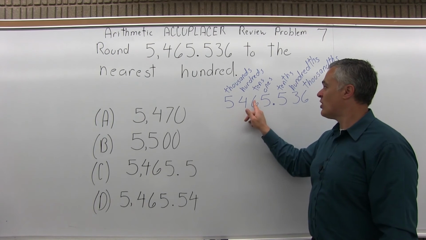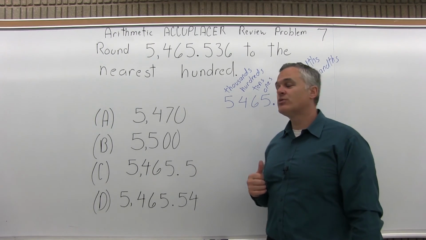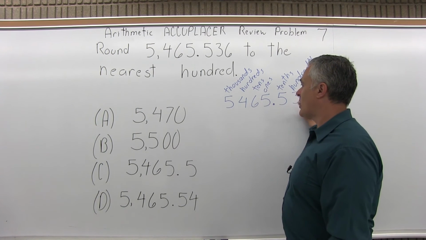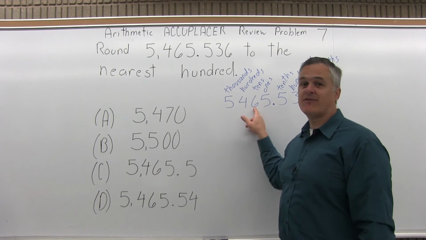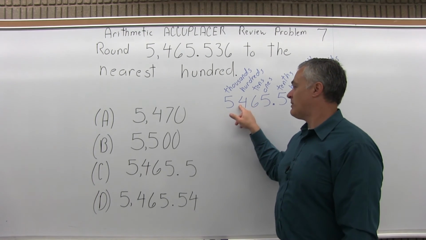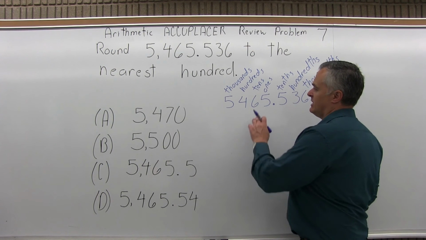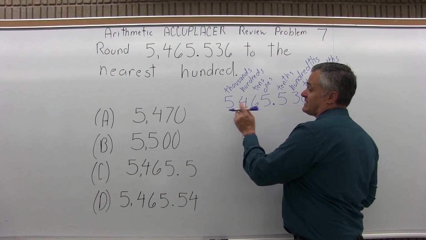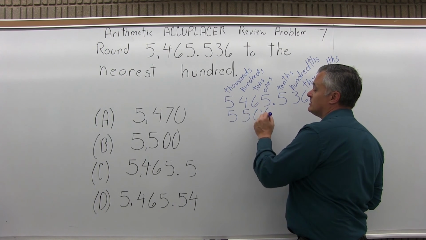So what you do is you look over one digit next to it to the right. If it's a 0, 1, 2, 3, or 4, you just chop it off and fill in zeros. If it's a 5, 6, 7, 8, or 9, you bump the rounding position up by 1 and then fill in zeros. So one digit to the right is a 6. That's big enough. So we would have 5, 5, 0, 0.